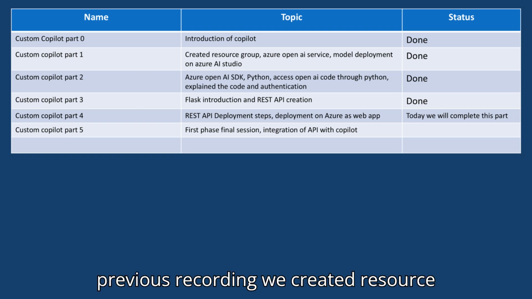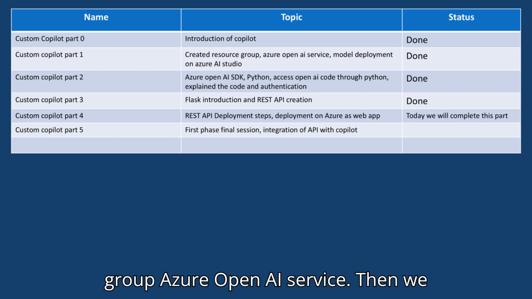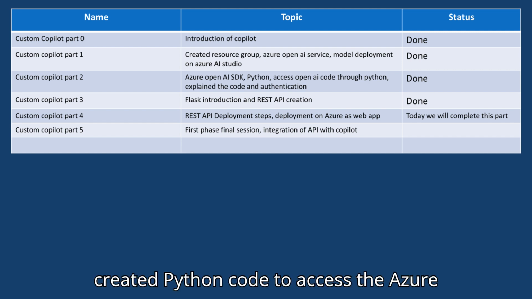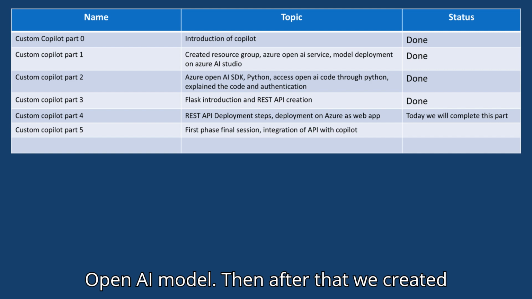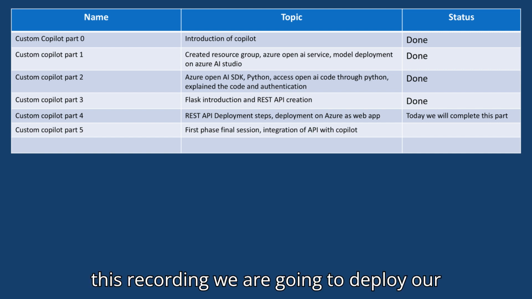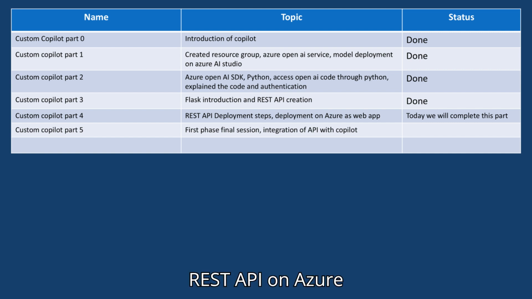In previous recording, we created resource group, Azure OpenAI service. Then we deployed model using the Azure OpenAI Studio. After that, after the deployment, we created Python code to access the Azure OpenAI model. Then after that, we created the Flask REST API. Now in this recording, we are going to deploy our REST API on Azure platform.